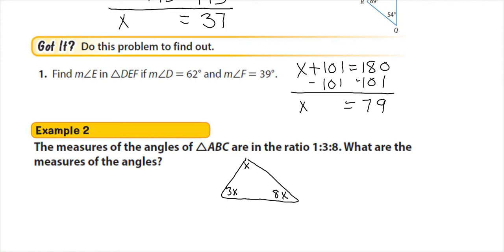All right, so again, we come back to the interior sum, which is 180 degrees, which means if we add up all of these angles together, so x, 3x, and 8x, we're going to come up with 180 degrees.